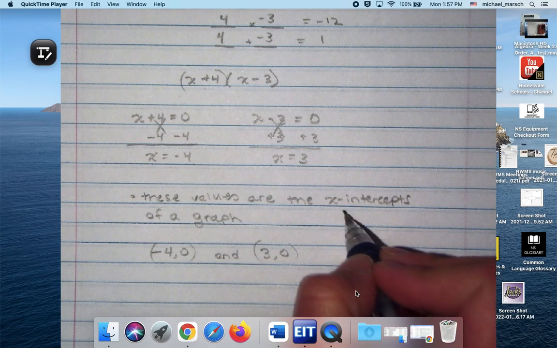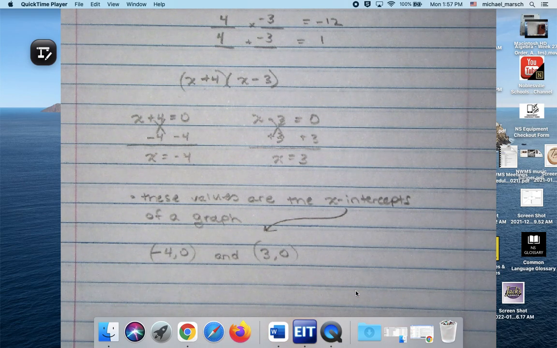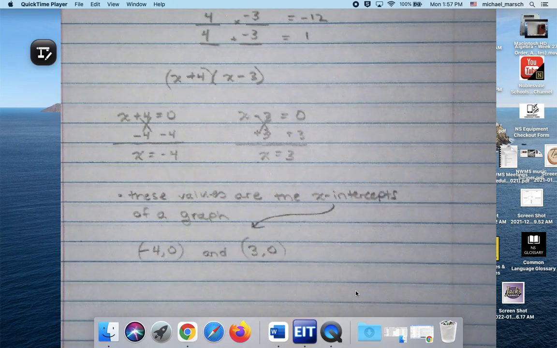X-intercepts, right? Is it -4, 0 because you put that 0 back in, or is it always just 0? It's always going to be 0 because the ordered pair for an x-intercept will always be something, 0. Just like the ordered pair for the y-intercept is always 0, something. Oh, yeah. Right? Okay.